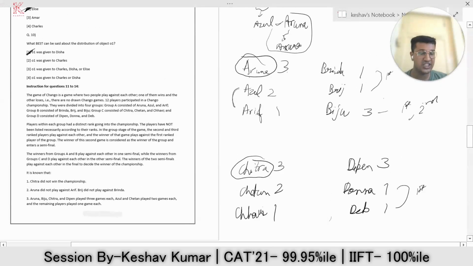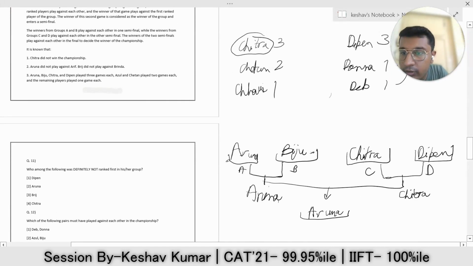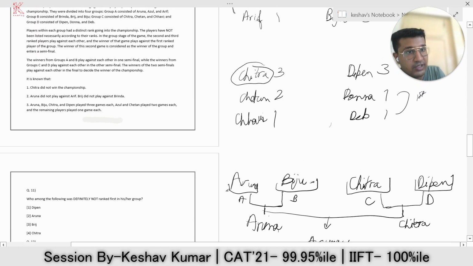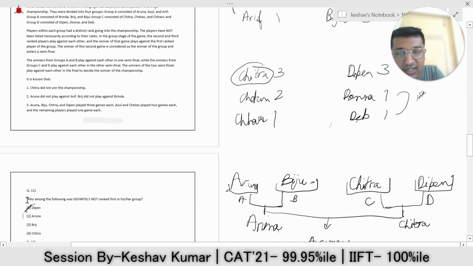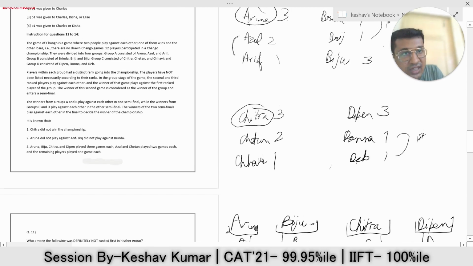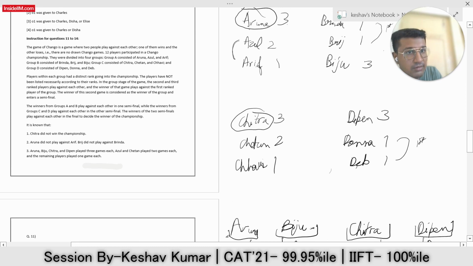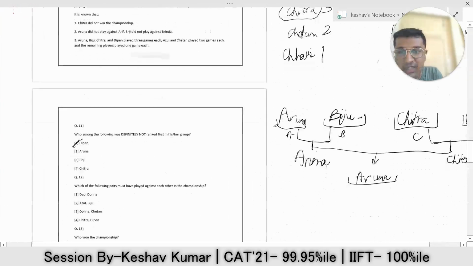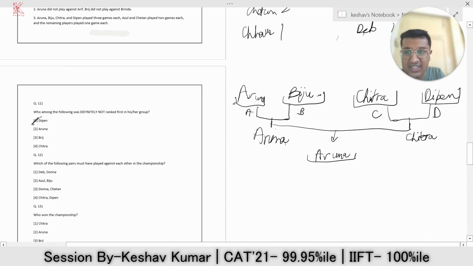I'm not sure who was first ranker in Group B or Group D, but I know in Group A and Group C, Aruna and Chitra were the first rankers. Alright, so let's move on to a question. Who among the following was definitely not ranked first in his or her group? See, I know Deepan must not have ranked first because the first rank must have gone to Dona or Deb. So Deepan is my answer, but let's take other examples as well. Aruna, she is the first ranker. Bridge can be the first ranker, as I have written. They both can be a first ranker, and Chitra is first ranker. So Deepan is the right answer.